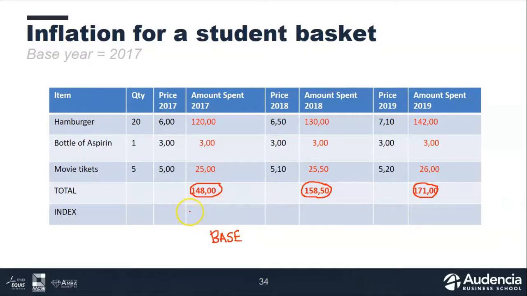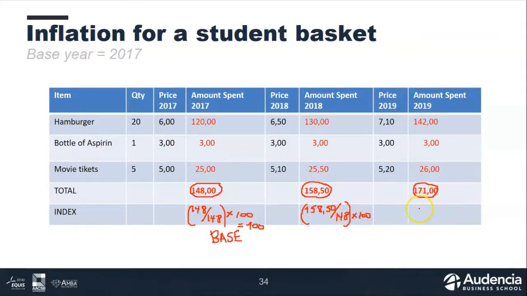So the index here is going to be quite simple. It's going to be 148 divided by 148, the amount in the base year, times 100. Well, that's just 1 times 100. That's going to equal 100. Here, what are we going to do? We're going to do the same thing. We've got 158.50. We're going to divide it by the value in the base year, 148. And we're going to multiply that all by 100.